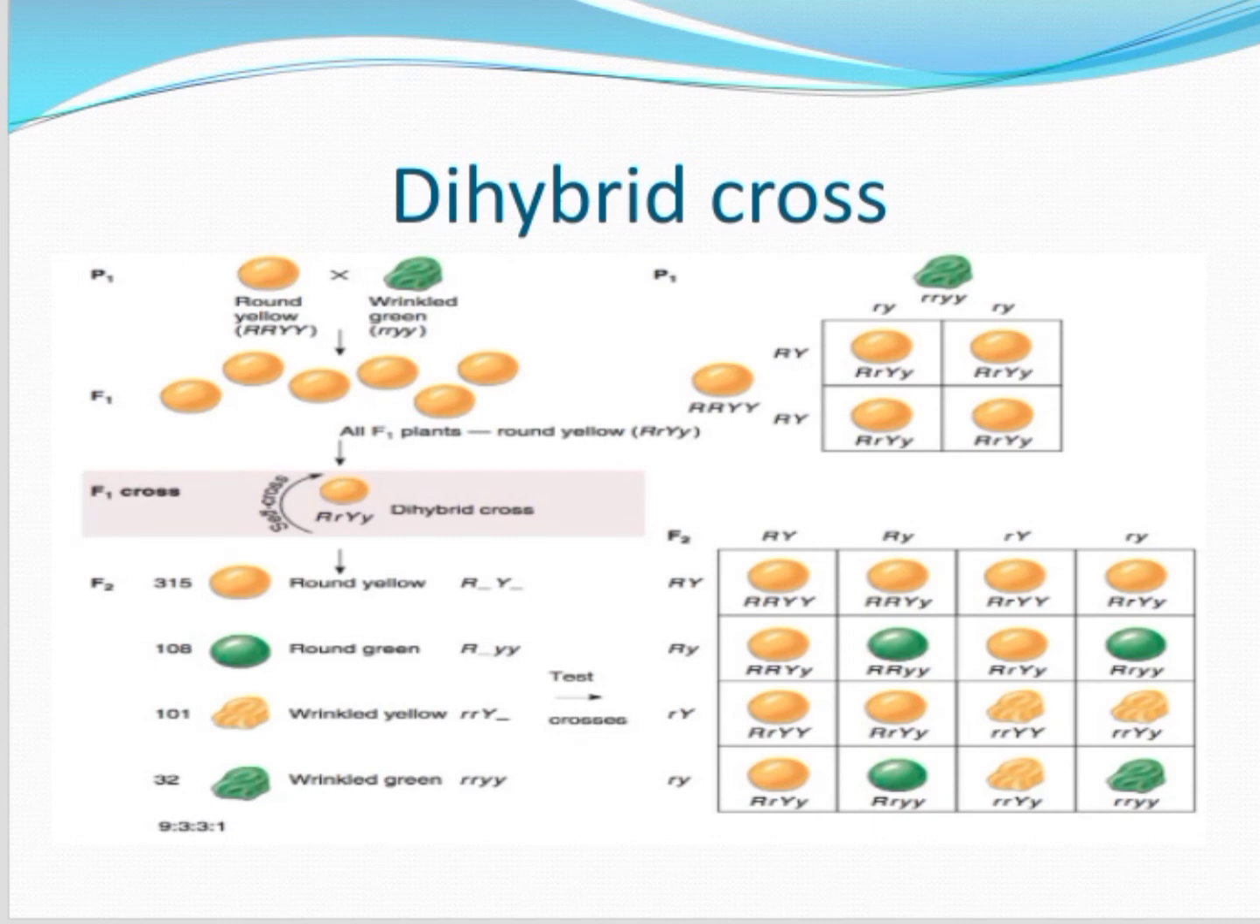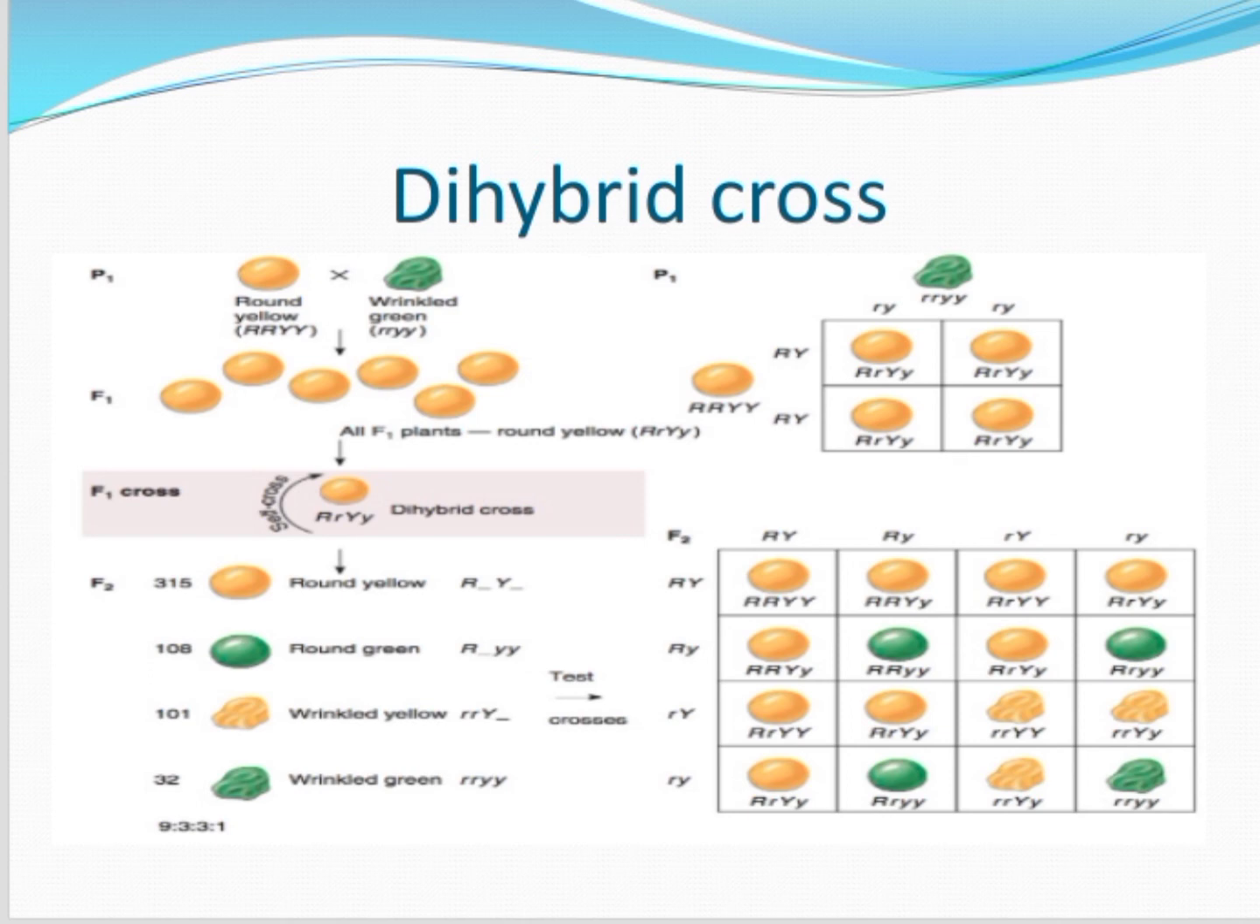So outside, what can we see? We can see round yellow are 9. Yes, round yellow are 9. And next, round green are 3, as well as wrinkled yellow are also 3, and wrinkled green is only 1. So this is the phenotypic ratio.